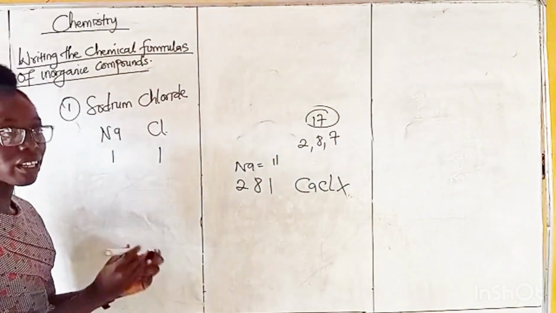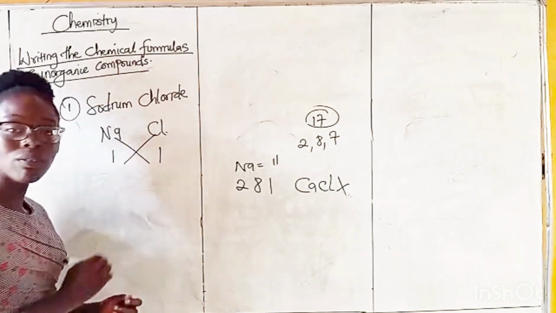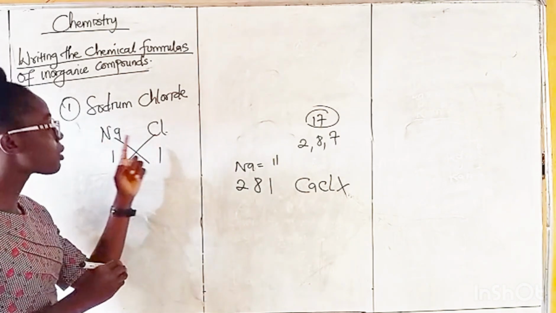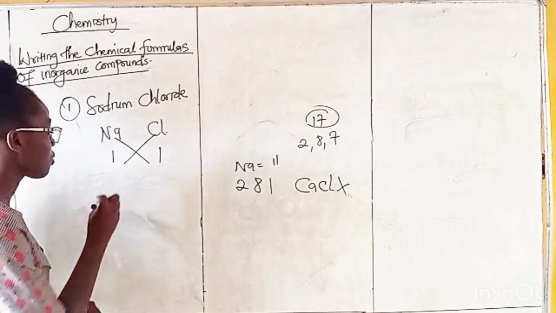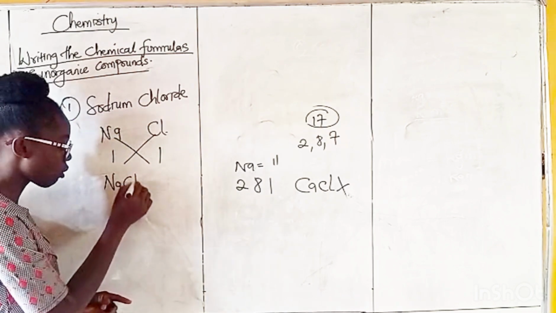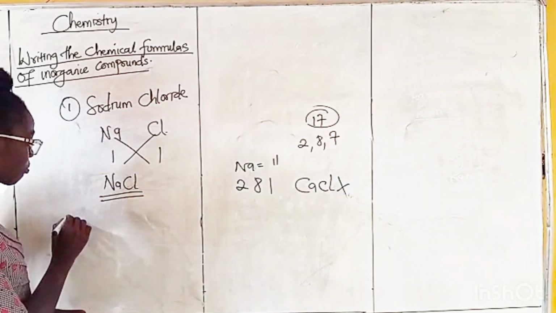So after writing down the valencies of the elements, you cross it. There will be exchange of valency. Sodium will take the valency of chlorine. Chlorine will take the valency of sodium. So I will have Na1. I don't need to write the 1. Then chlorine 1. I don't need to write the 1. So this is sodium chloride, NaCl.